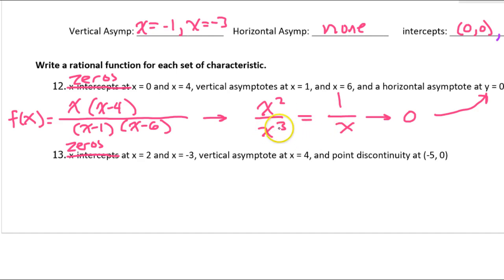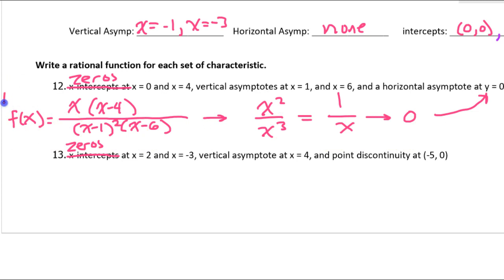So I need the degree of the denominator to be higher. I can do that by just squaring one of these. It doesn't matter which one I square. For example, I could square this one, x minus 1 squared. Because I have not introduced any new factors, it won't change the vertical asymptotes. I will still have these two vertical asymptotes. But this will give me x squared over x cubed, which will approach 0.